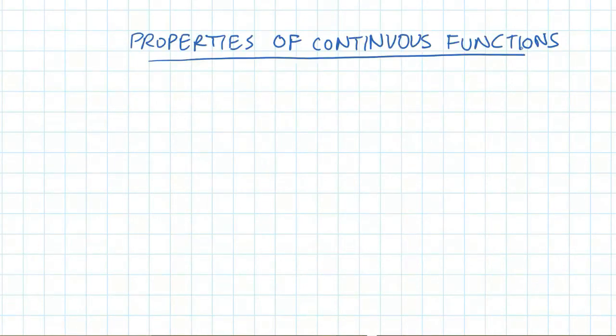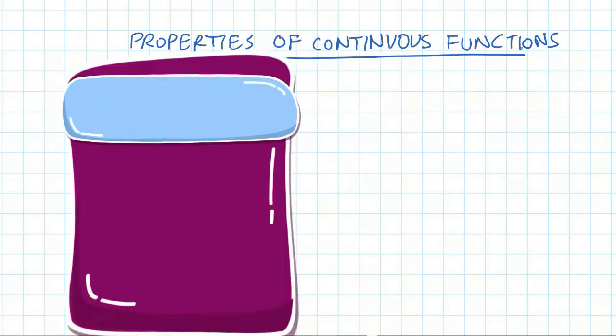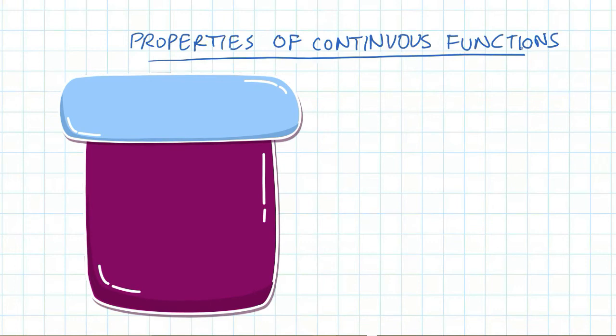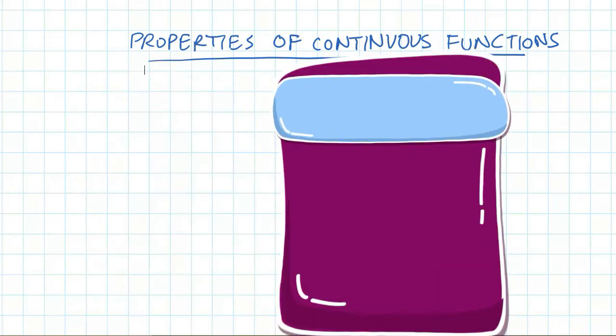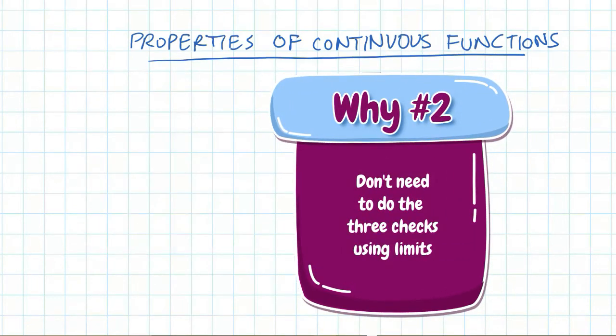Let's look at some properties of continuous functions. And why would we care about properties of continuous functions? Because if you're trying to determine the continuity of a function, whether it is continuous at a certain point or interval or not, and it is made up of some other functions that we already know about, whether they are continuous, then we can use these properties to find out if the resulting function is continuous or not. So we don't have to necessarily do the 3 checks to figure out if it is continuous.